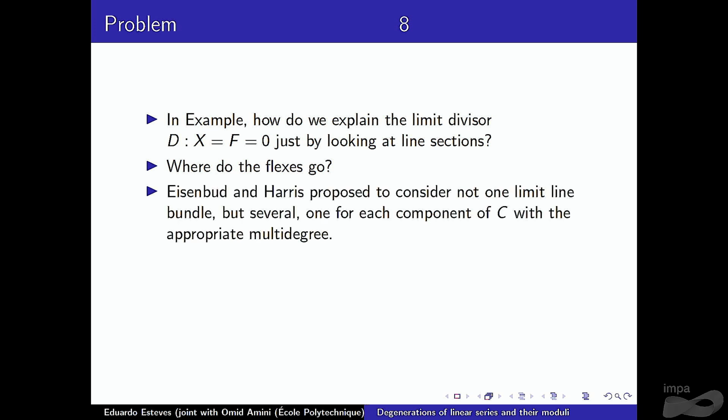OK, so what Eisenbud and Harris proposed is to consider not one limit line bundle, but several, one for every component of C with the appropriate multi-degree.